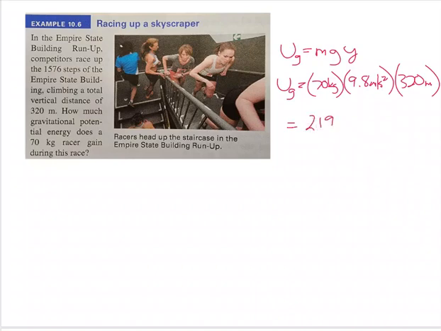219,000. 219. That's it. Well, 220. 220. And what is the unit here? Joules. Joules. Yep. Okay. So significant figures here. 3, 2. Yep. Probably 2. Let's go with 2. So 220. Good enough. So you gain a lot of potential energy.